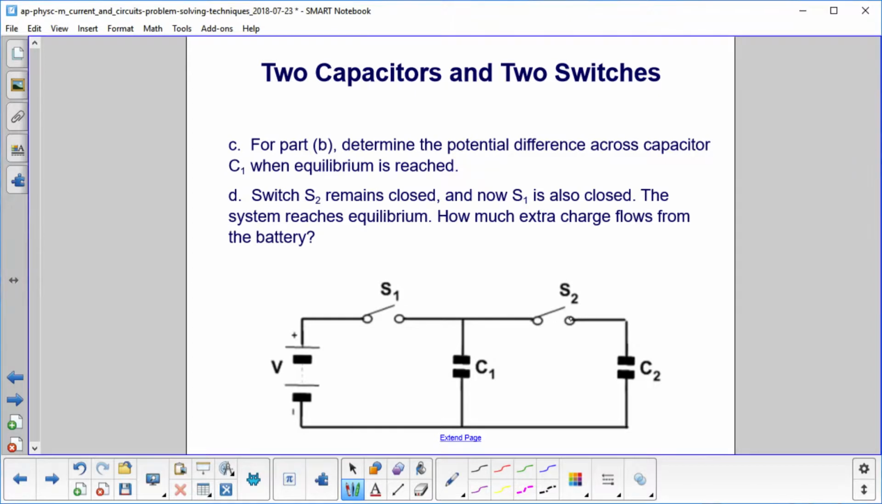Switch S2 remains closed, and now switch S1 is also closed. The system reaches equilibrium. How much extra charge flows from the battery?